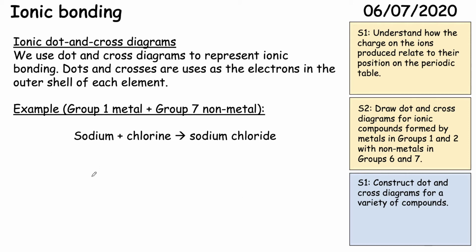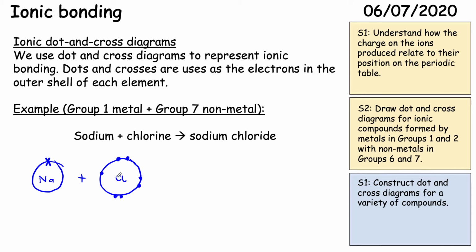And for ease, I'm only going to draw the outer shell electrons. So sodium's in group 1, so it has 1 electron. And it's going to react with chlorine, which is in group 7, and will have 7 electrons in its outer shell. And you'll notice these are called dot and cross diagrams. So I've done 1 cross here, so the rest on the other element must be dots. So 7 dots. 1, 2, 3, 4, 5, 6, 7.